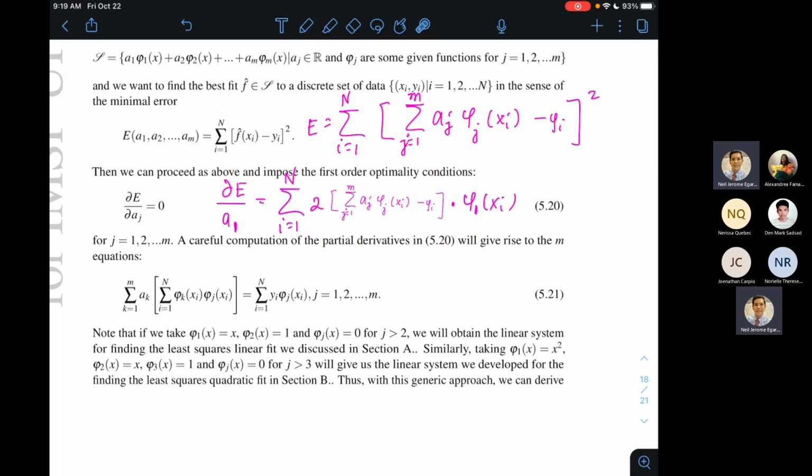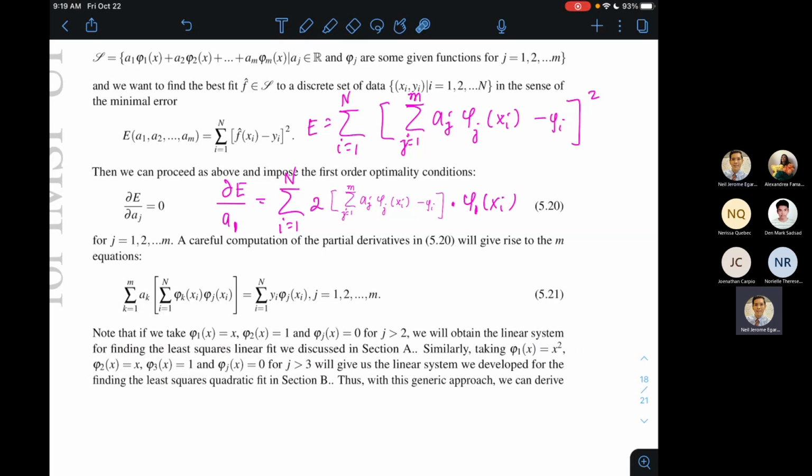Okay? And then ang particular case nitong equation na to ay yung nabanggit ko kanina, kapag gusto mo ay linear fit, gawin mo lang si psi1 equal kay x, saka si psi2 ay equal kay 1, tapos 0 na lahat ng other psi sub j's. Tapos pag quadratic naman yung gusto mong fit, take mo si psi sub 1 to be x squared, psi sub 2 to be x, psi sub 3 to be 1, tapos 0 na lahat ng psi sub j's with subscript greater than 3. Ang makukuha yung equation 5.21 ay yung mga equation na nakuha natin from last time at kanina.